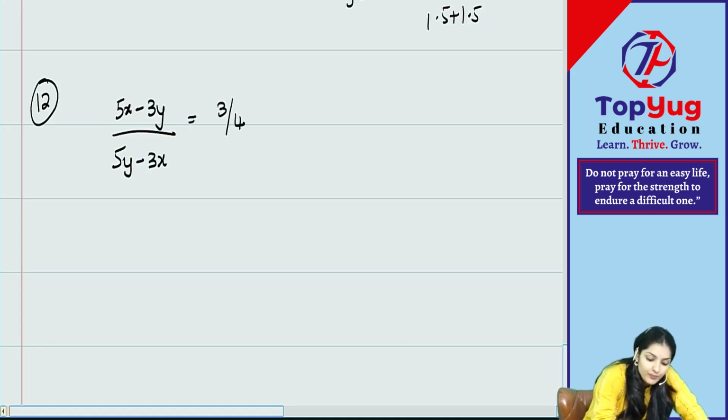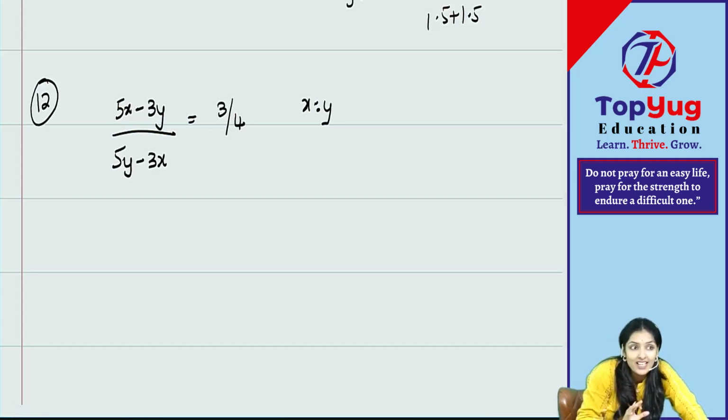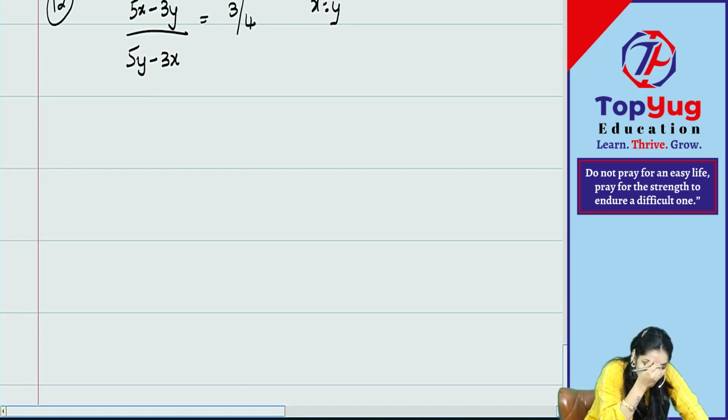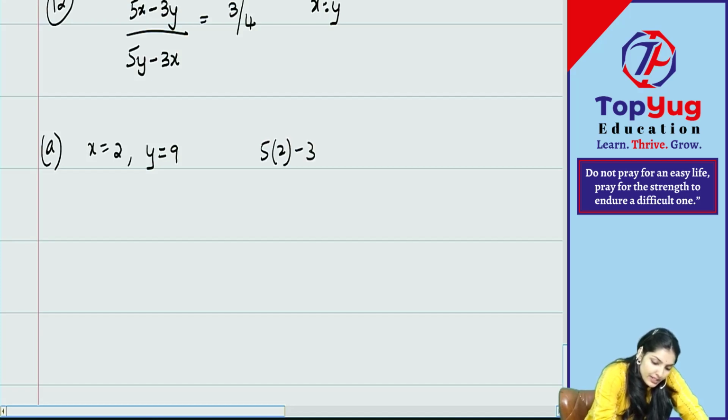Value of x is to y. What will you do, tell me? Trial and error method. When nothing makes sense, your brain's light bulb should switch on, like in the Mentos ad. Trial and error method. Okay, substitute. Option A: x is equal to 2, y is equal to 9. So 5 2s minus 3 9s divided by 5 9s minus 3 2s.